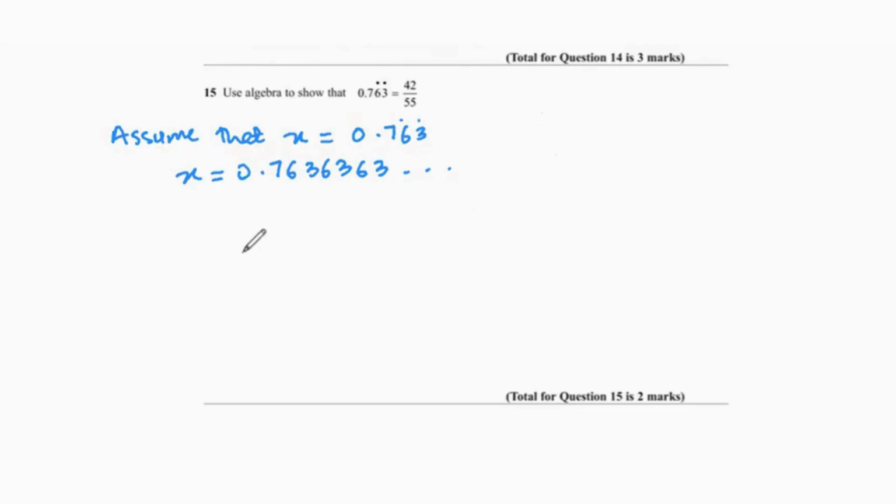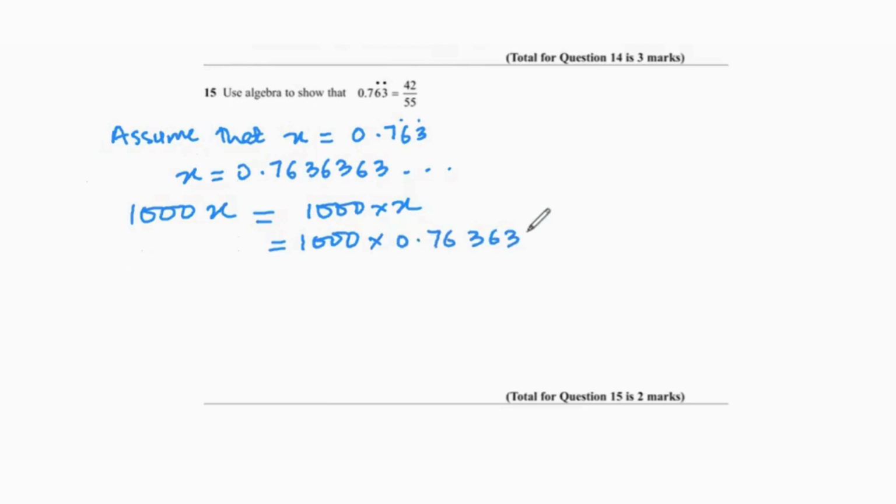Now, x is 0.763 recurring. Next, I'm going to multiply 0.763 recurring by 1000. So we write 1000x. 1000x means that we're multiplying 1000 with x, which will be 1000 times 0.763 recurring. So when we do that, what we get is 763.63 recurring.